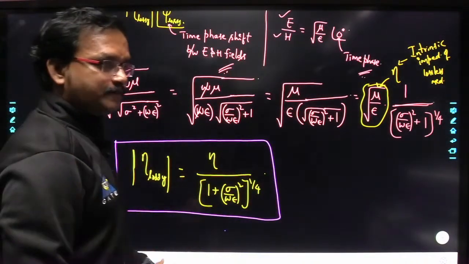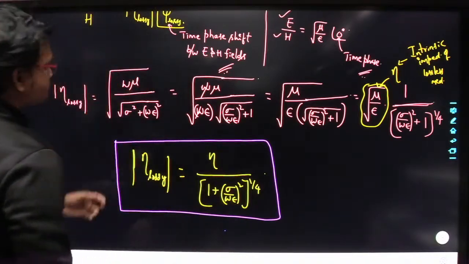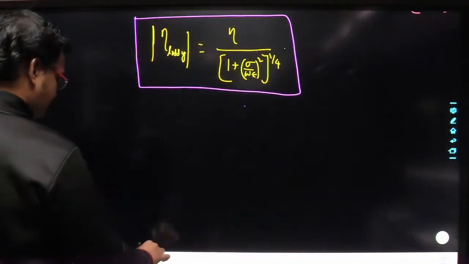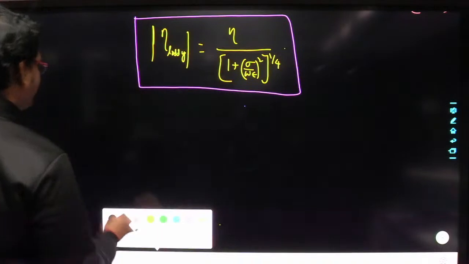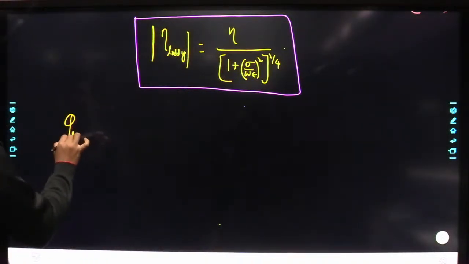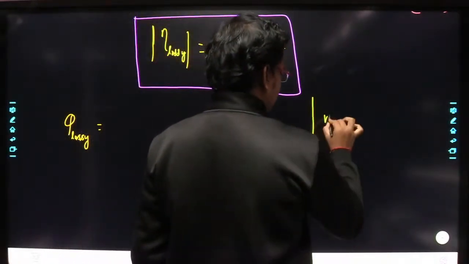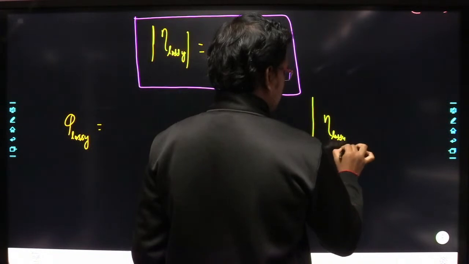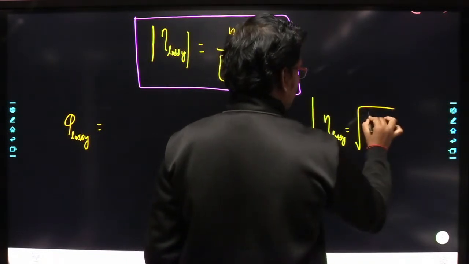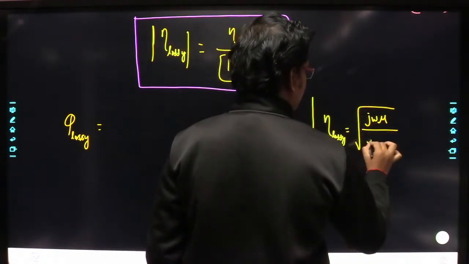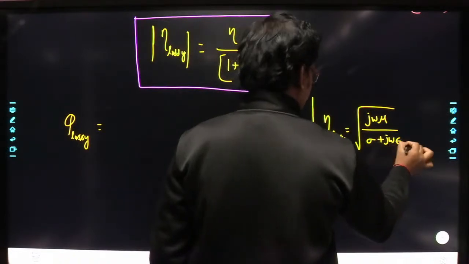Next, what is the phase shift? So you have to determine phi lossy. What is the phase shift? Phi lossy. So phi lossy is equal to what? Here I am simply writing eta lossy, which is equal to square root of j omega mu divided by sigma plus j omega epsilon.